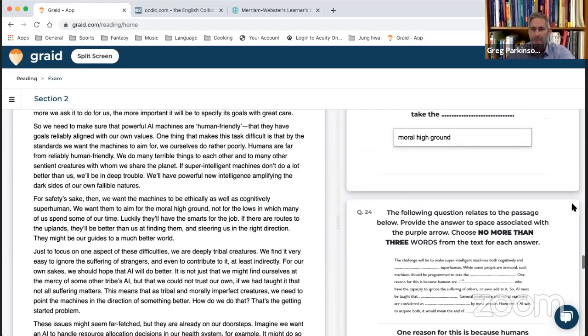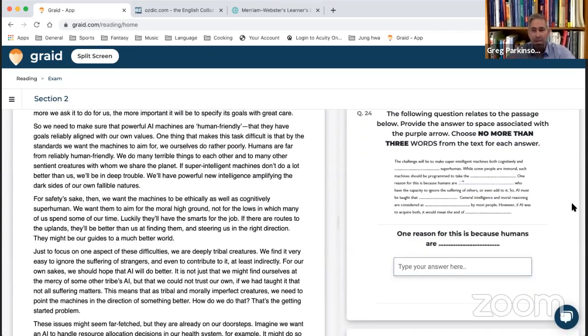Let's go on to 24. And hopefully this is going to be nearby in this part of the reading, right? So this is often the case as well with these summaries. The summaries tend to focus on one part of the reading. In some cases, it might go across most of the reading, but still, we're going to get a better understanding from doing this summary, right? One reason for this is because humans are, right? So we know we were just looking around here, right? So my suggestion would be something to do with reason. That would be the word I'm going to scan for, right?